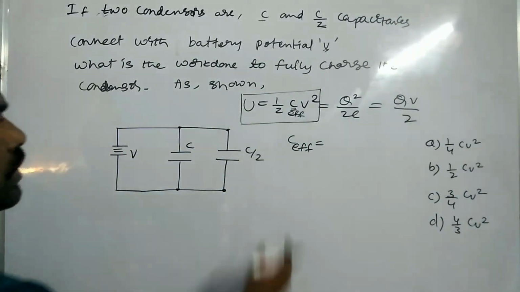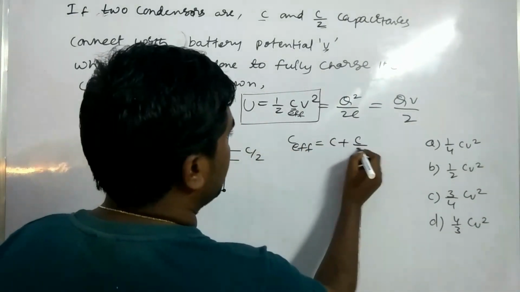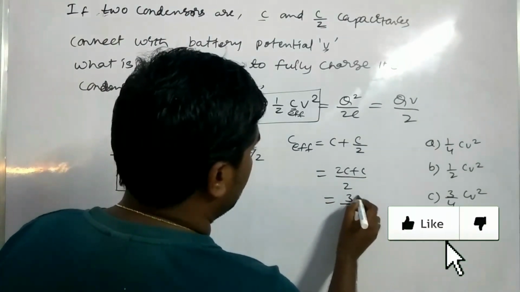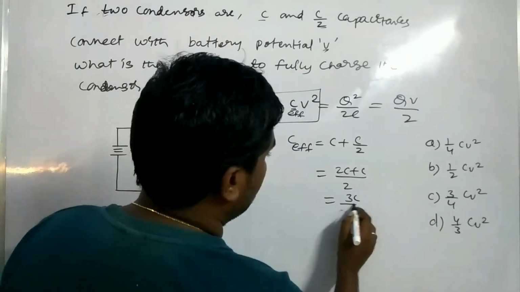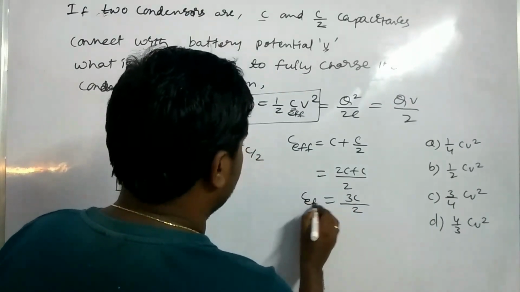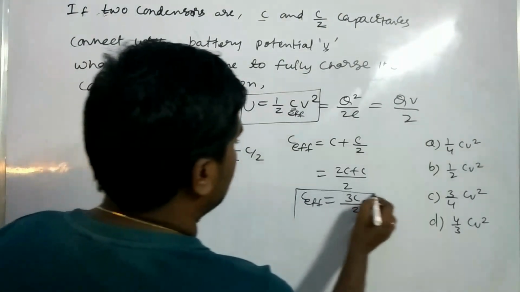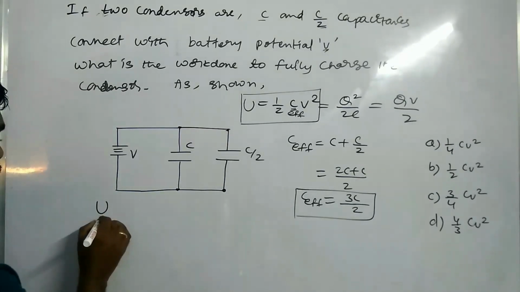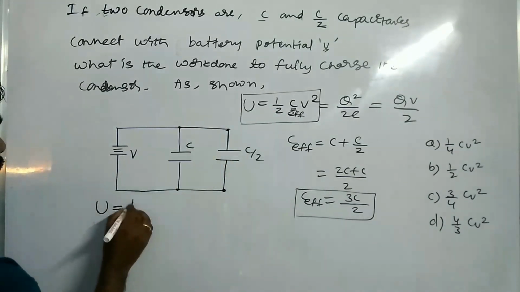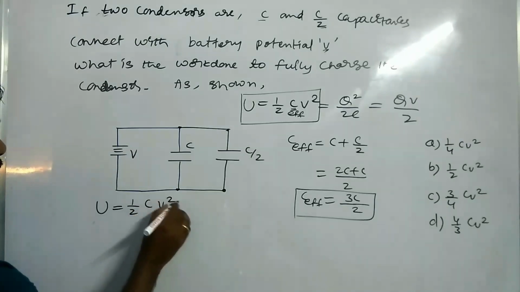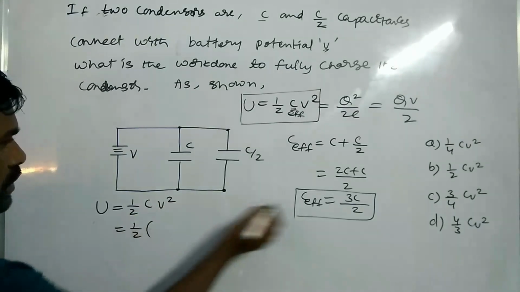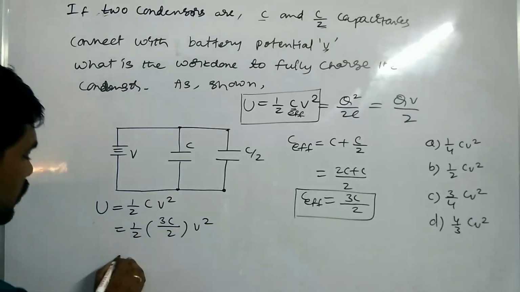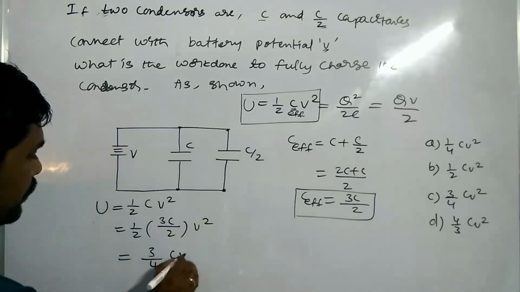C effective equals C plus C by 2, which is 2C plus C by 2, equal to 3C by 2. This is the C effective. The total work done to fully charge is U effective, which is 1 by 2 C V square, with C equal to 3C by 2, into V square. 2 twos are 4, so 3 by 4 C V square.